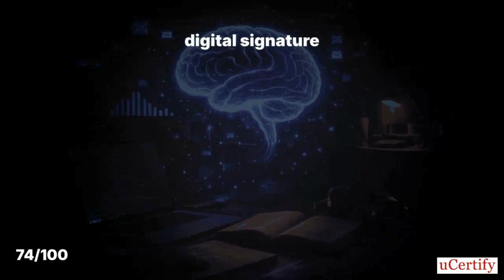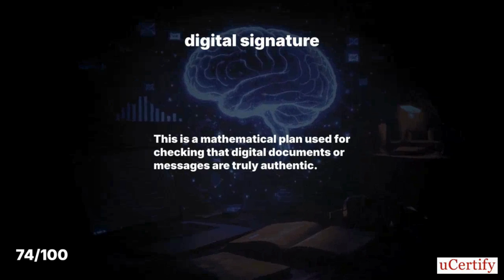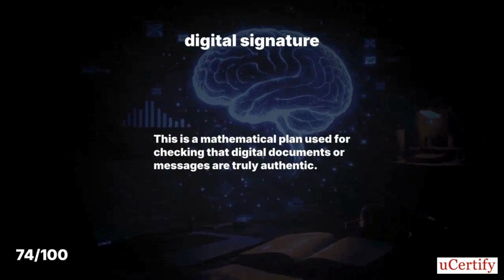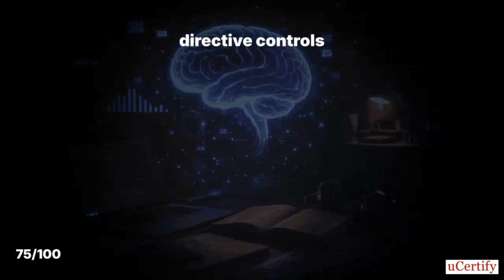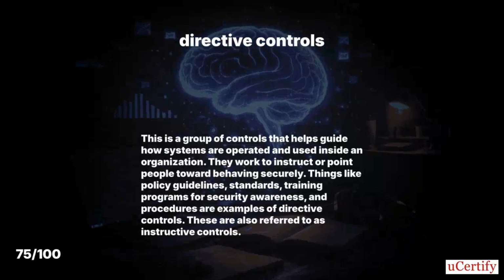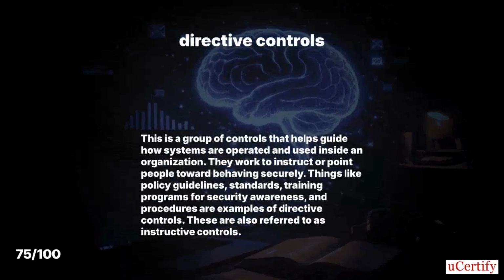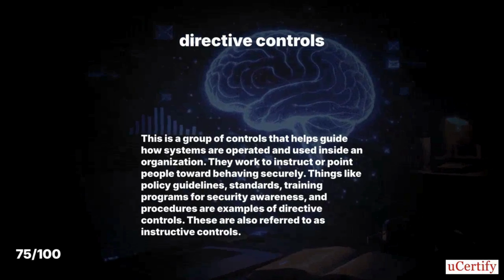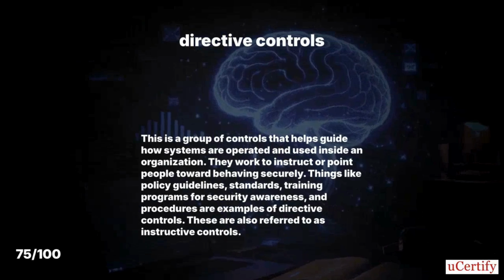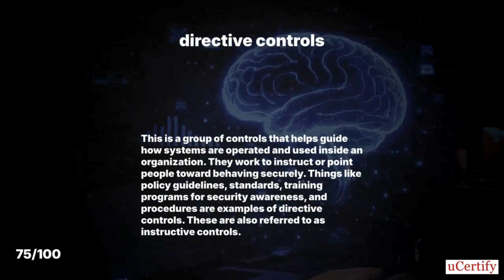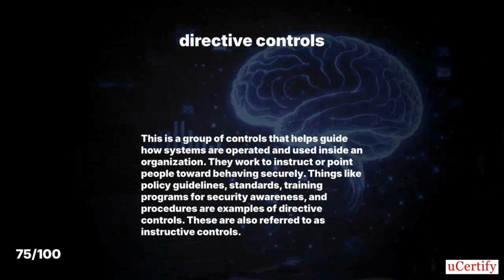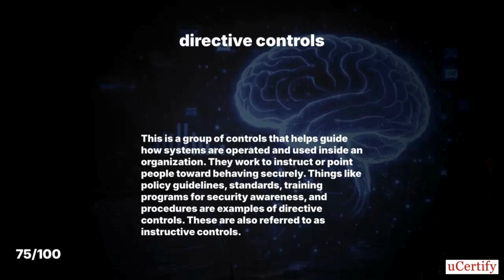Digital signature. A mathematical scheme for verifying the authenticity of digital messages or documents. Directive controls. A category of controls that guide the operation and use of systems within an organization. These controls serve to instruct or direct individuals towards secure behavior. Examples of directive controls include standards, procedures, policy guidelines, and security awareness training programs. These controls are also known as instructive controls.